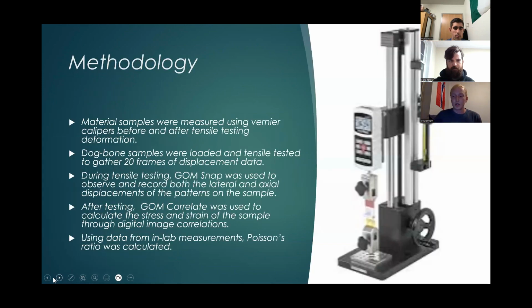And this is measured in megapascals. Mario will explain how we do this. Now, the methodology for this lab was very simple. It was a standard tensile testing where the dog bone sample was loaded and tested up to 50 pounds force. The only difference was that in this lab, we used the camera to use GOM Snap and GOM Correlate to digitally see how the material was deforming both axially and laterally.